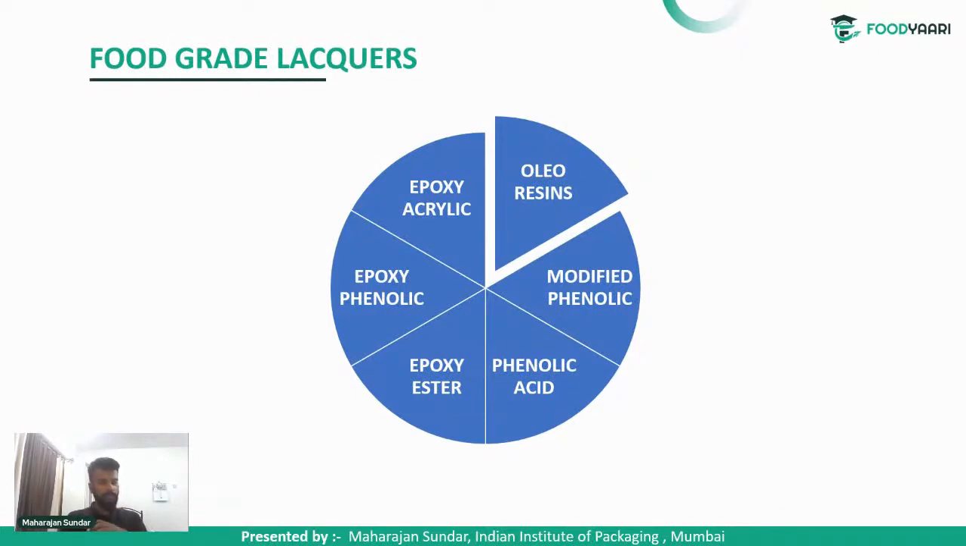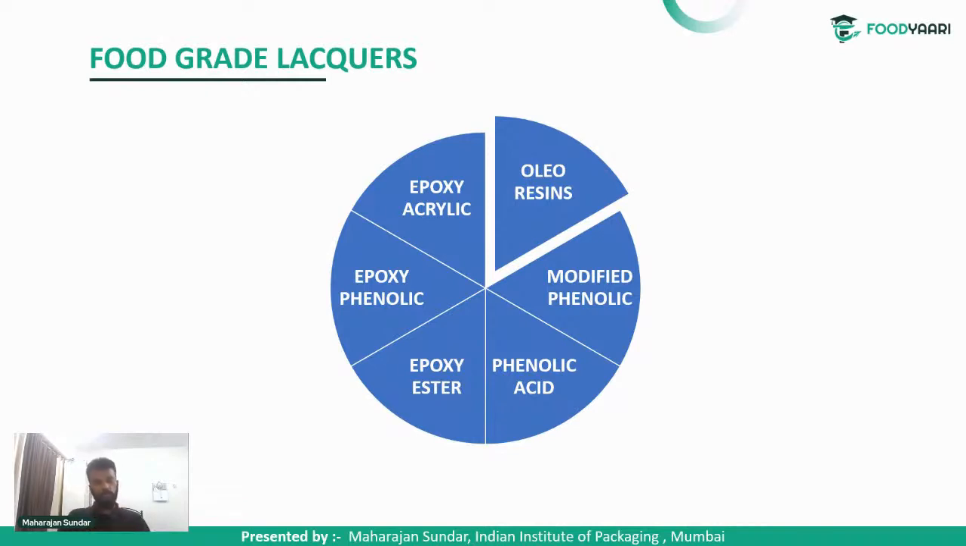Oleoresins are generally used in packaging of fruits in metal containers. Modified phenolics are used for peas, vegetables, meat, etc. And phenolic acid is used for solid meat. And apart from this, epoxy ester, epoxy phenolic, and epoxy acrylics are there.